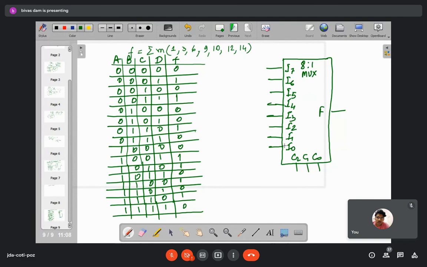Okay. Now which 3 do you want to accommodate? A, B, C, D এর মধ্যে কোন তিনটেকে C2, C1, C0 তে কানেক্ট করব? A, B, C. B, C, D.